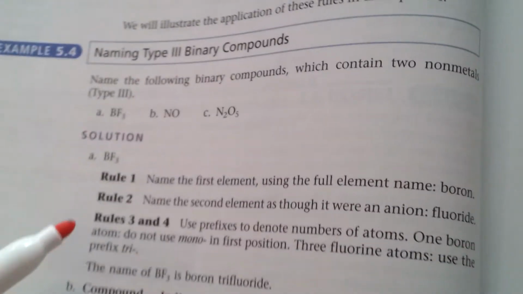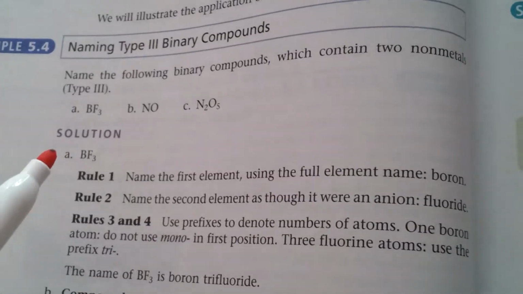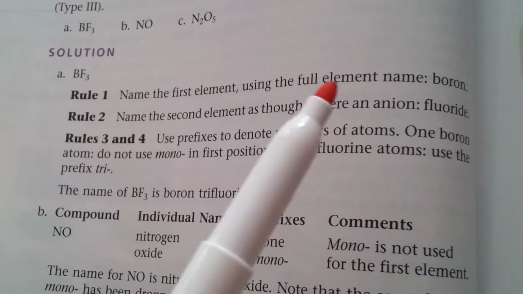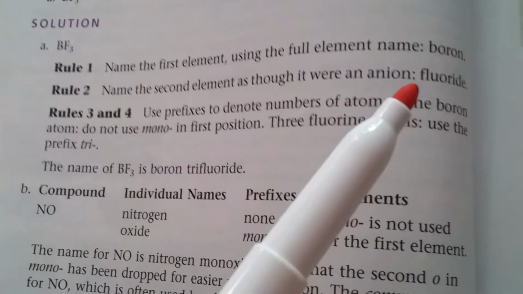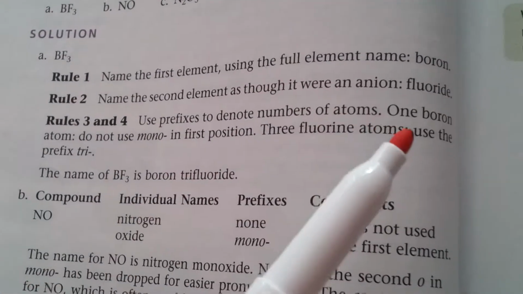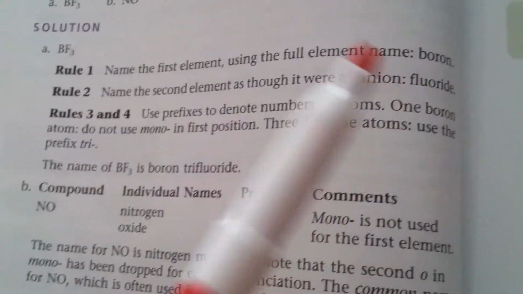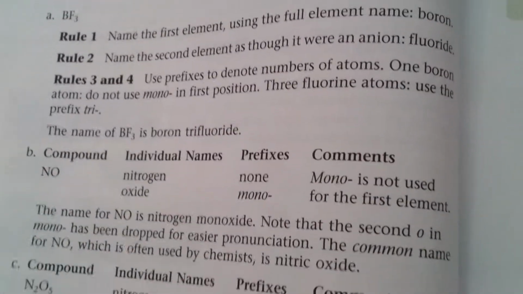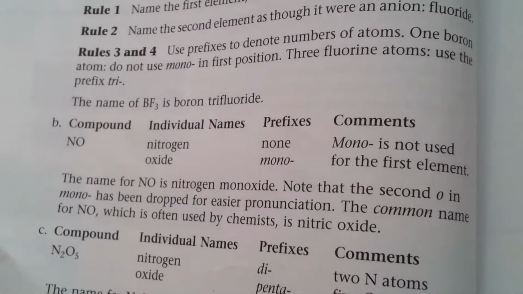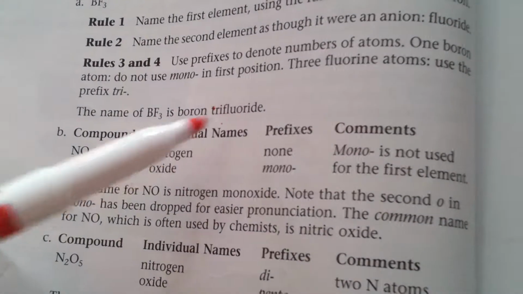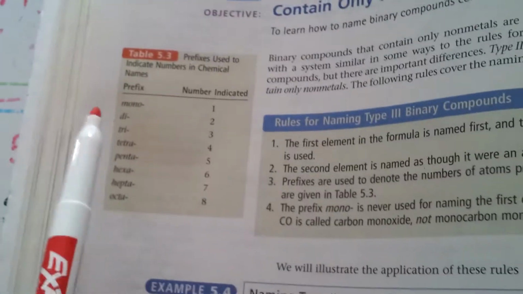So let's take a look. I've written them down. This is from the textbook that I wrote on the board here. Rule 1, we name the first element using the full element name, so it's boron. And the second element, as it's an anion, fluoride. But this is where the tricky part comes in because we have 3 fluorides and only 1 boron. So we just say boron trifluoride. So tri is our prefix, mono, di, tri, so boron trifluoride.